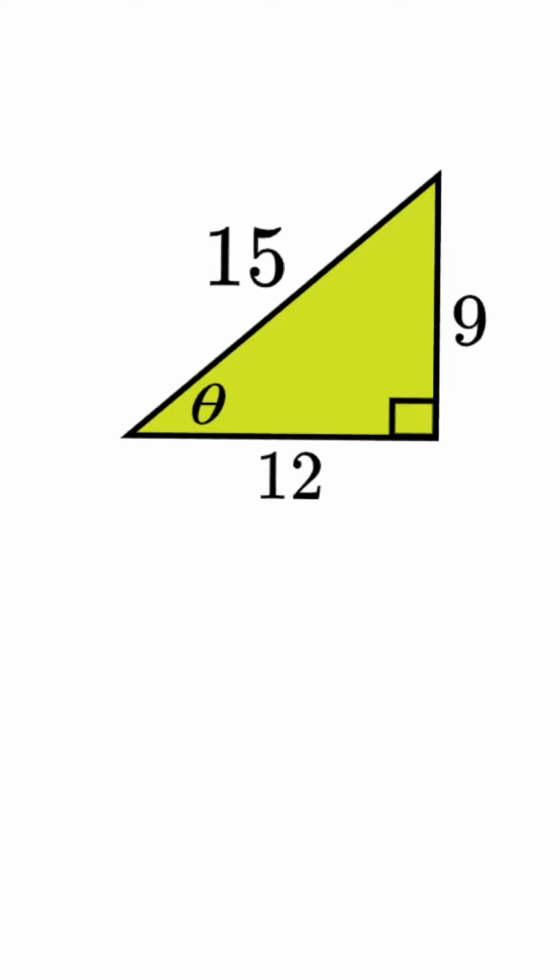You could also use the inverse tangent function if you were to use the 9 and the 12, since 9 is the opposite leg with respect to theta, and 12 is the adjacent leg. So you could also use the inverse tangent of 9 over 12, and you're going to notice that all three of those inverse trig functions will give you back the same value for theta.